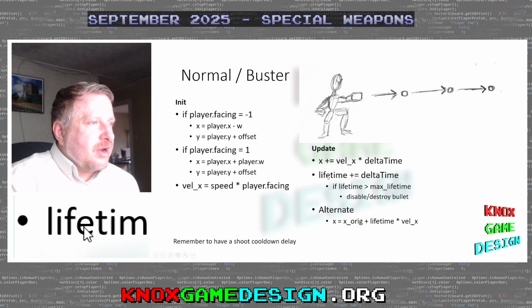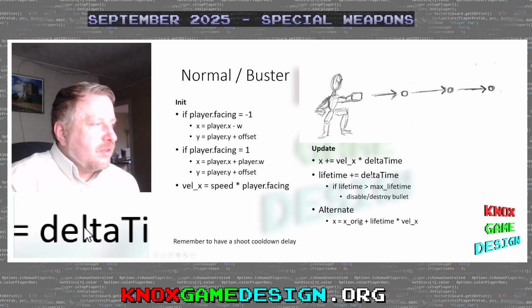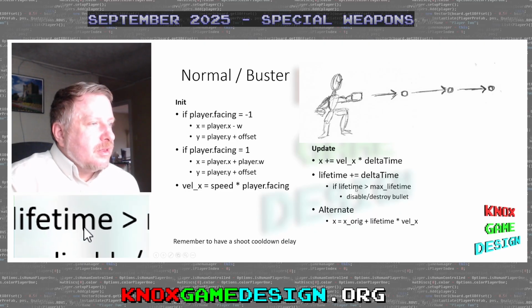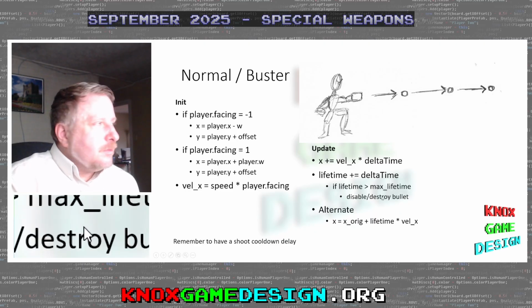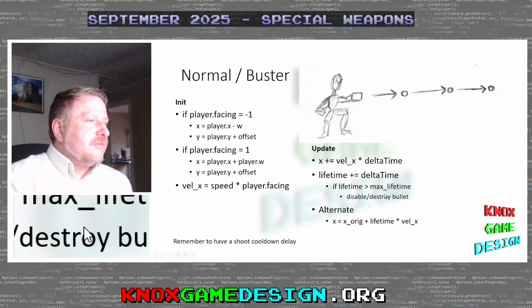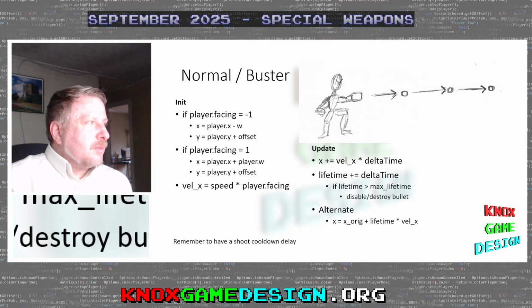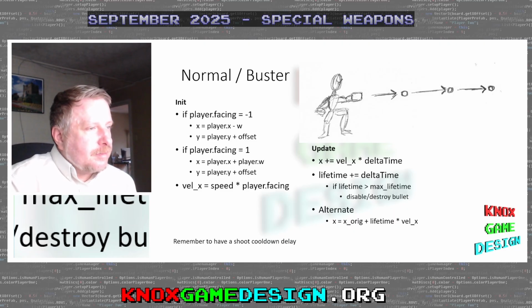We also want to keep track of the lifetime of the projectile. So on each update, we're going to add delta time to the lifetime. Then if the lifetime exceeds the maximum lifetime, which is another value we're going to keep track of, then we want to destroy the bullets because we don't want an unlimited number of bullets out there in memory. We'd eventually run out of memory, so you need to either free those up or reuse those, setting them back to active at a later time.